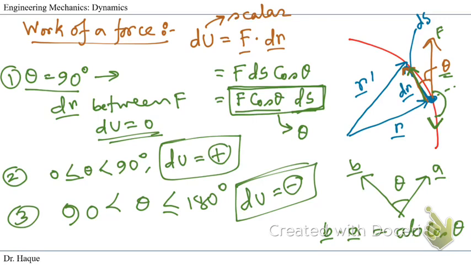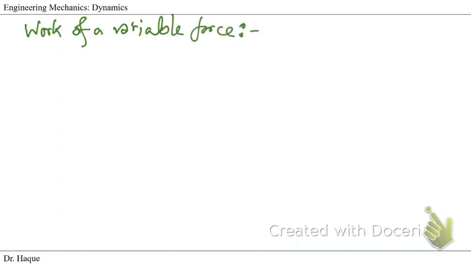So let's see how this equation that we derived, dU equals F cos theta ds, can be applied for different work conditions. First, let's see what would be the work of a variable force. So instead of a constant force F, what if the force is variable, changing?